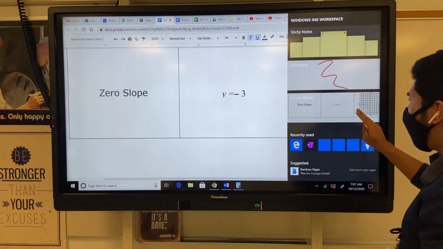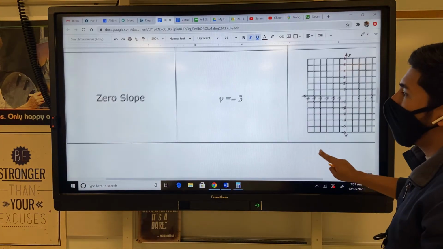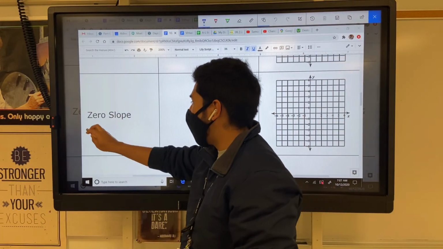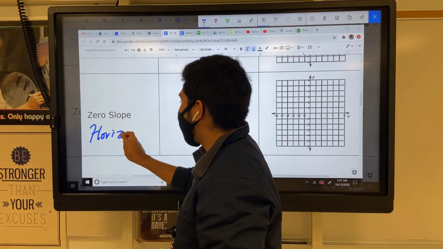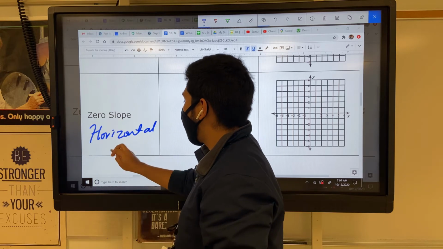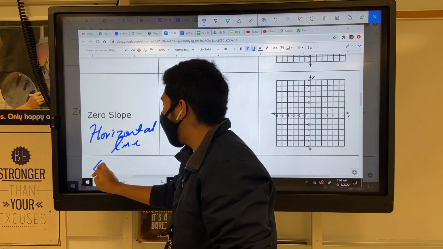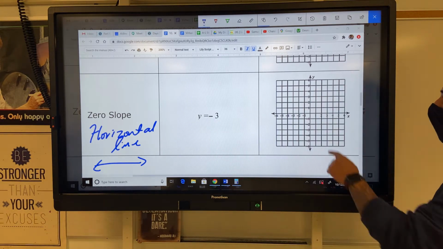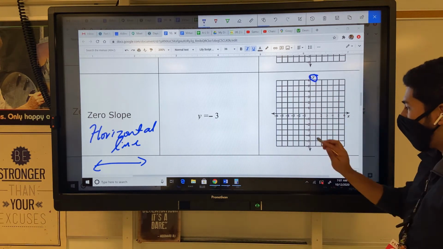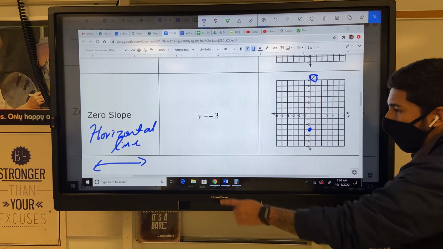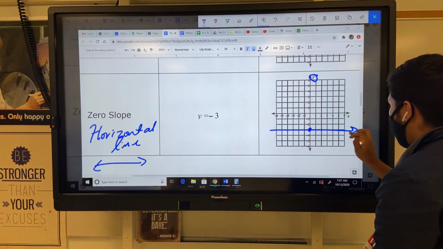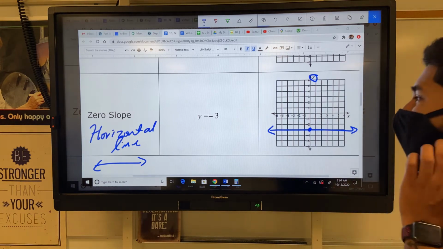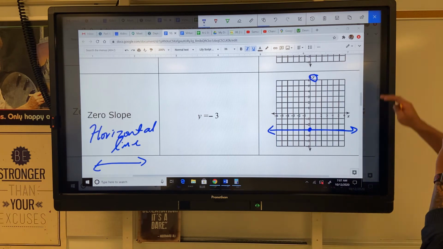Zero slope. Zero slope is a horizontal line. How does that look? It goes from side to side. Horizontal line, y equals negative 3. I want to go to my y-axis at negative 3. How does that line look? Side to side. Boom. That's all you got to do. Just remember that. Yes, you can go to Desmos, put that in, you'll be good to go, I promise.